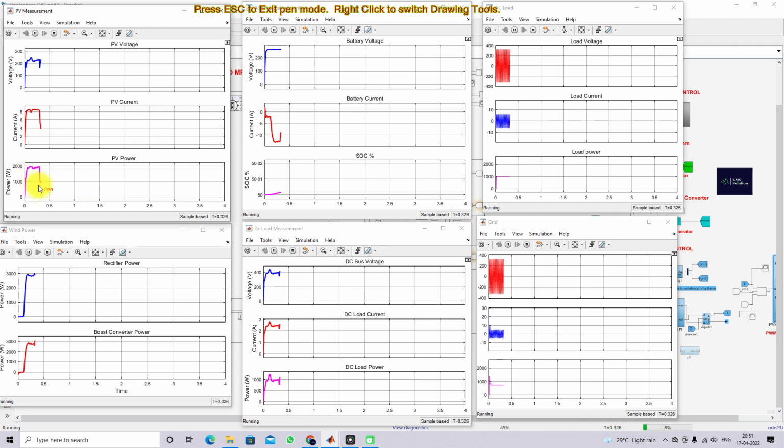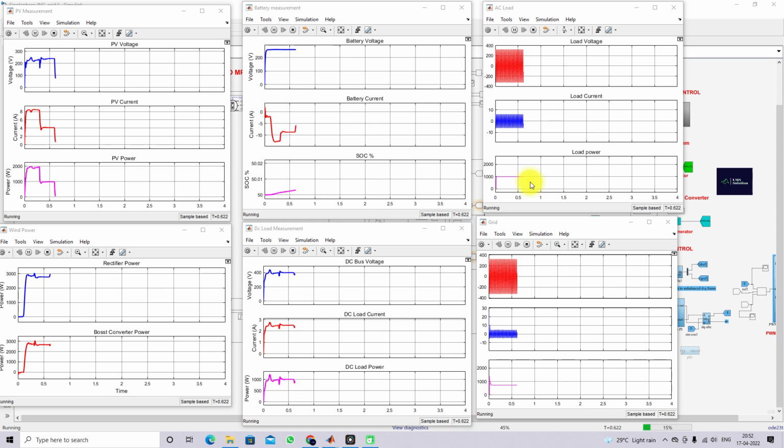Because of the change in PV power, we can see the variation in charging of the battery. Here you can see the rectifier, that means the boost converter input power or rectifier power of the wind generation. Here we have power of around 2.7 kilowatt, so this is the power generation from the wind. Then here you can see the battery voltage and battery current associated with the battery. Here you can see that the battery is in charging mode. And initially, as I told, the initial AC load connected here is 1000 watts. So you can see the load voltage, load current, and then load power.